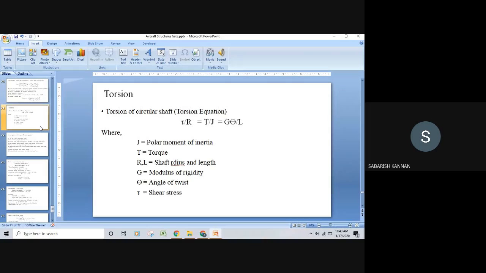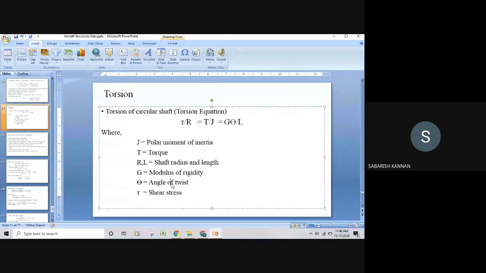Okay. So torque T is torque, which comes in Newton meter. R is radius and L is length. Then G is modulus of rigidity. Theta is angle of twist, and tau is shear stress. So this is our basic torsion equation. Okay.